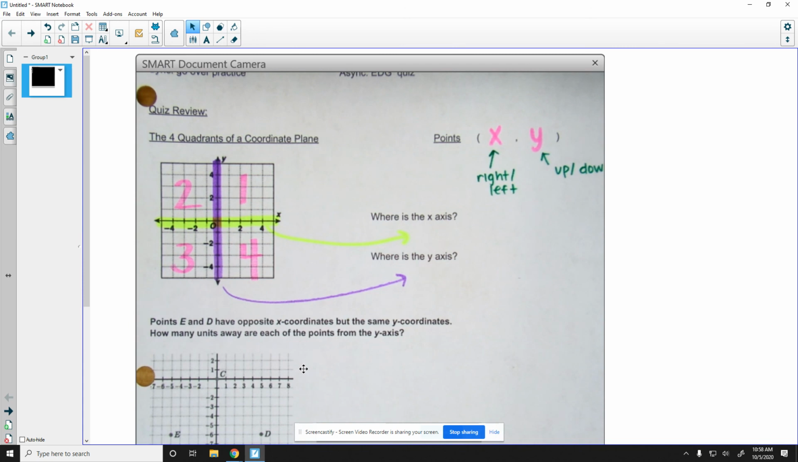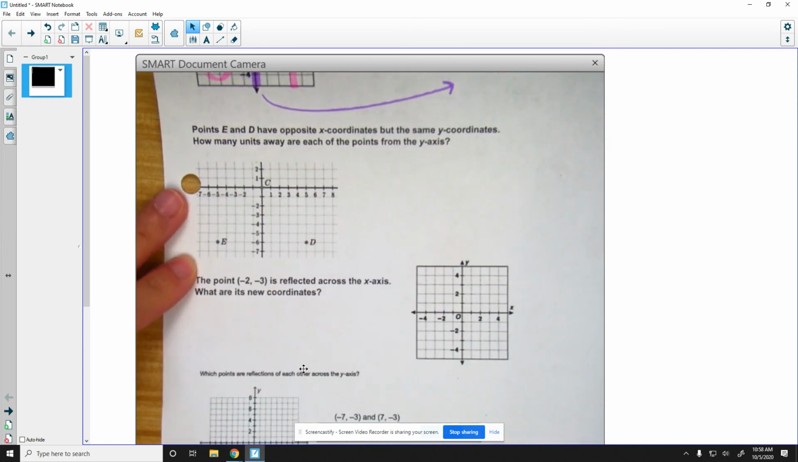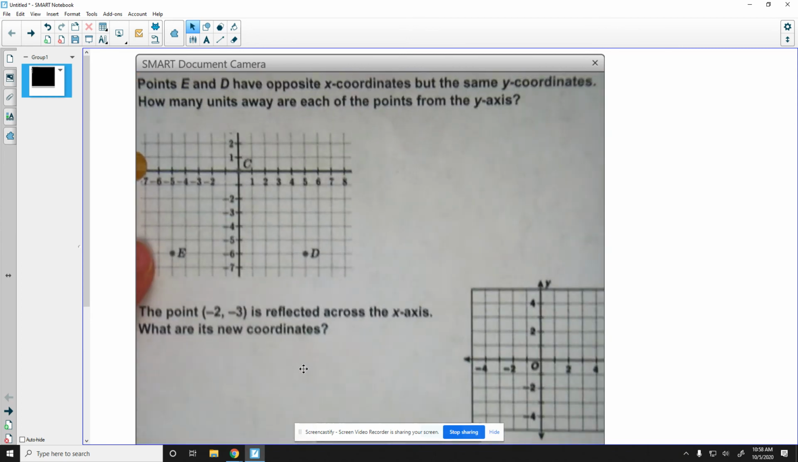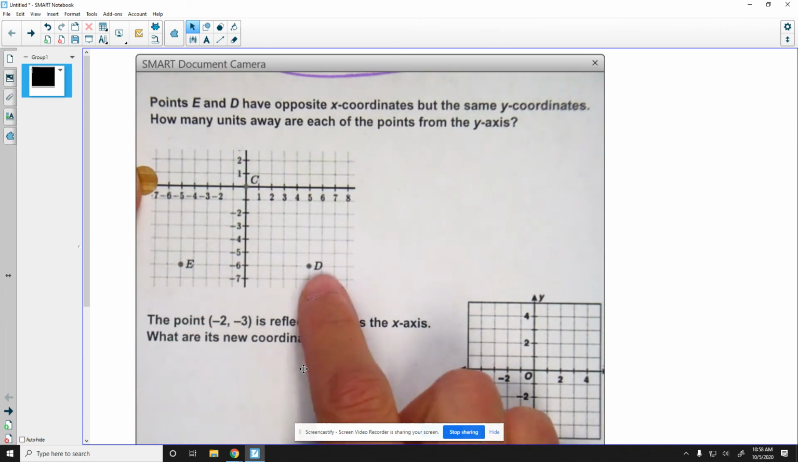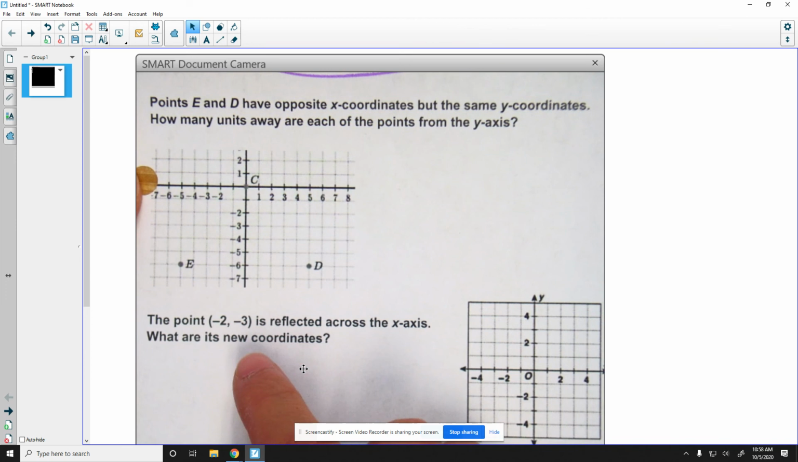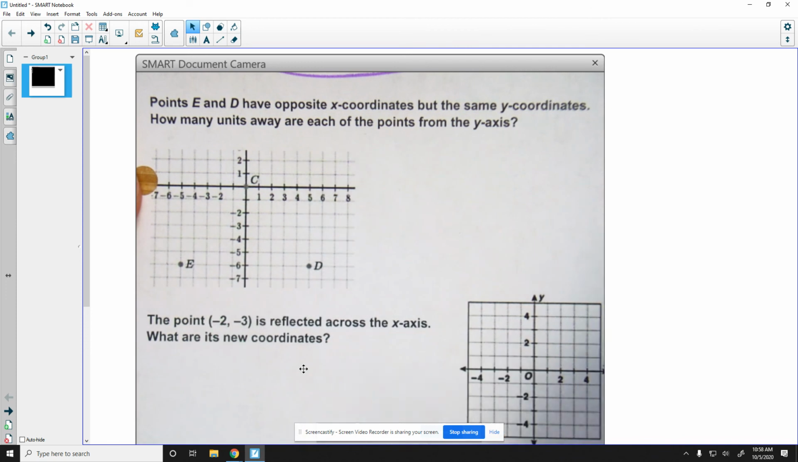Okay. There's 3 questions on your quiz that you might be kind of confused with. Maybe, maybe not. But I feel like maybe we should go over it. Everything else is pretty straightforward. But these 3, maybe you would be confused. This says points E and D have opposite X coordinates, right? Like, do you see how the X coordinates here? Point D is at the 5, point E is at the -5. but they have the same y coordinate.